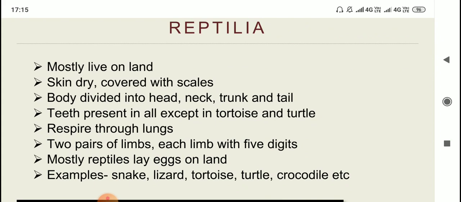The respiration is through lungs because they are terrestrial animals, they live on land, so obviously they will respire through lungs. They have two pairs of limbs, and generally they are also known as tetrapods, because they have a total of 4 limbs. Mostly reptiles lay eggs on land. Some common examples of reptiles are snake, lizard, tortoise, turtle, crocodile, etc.